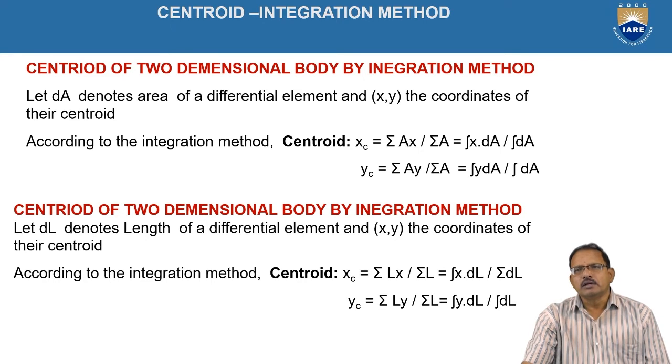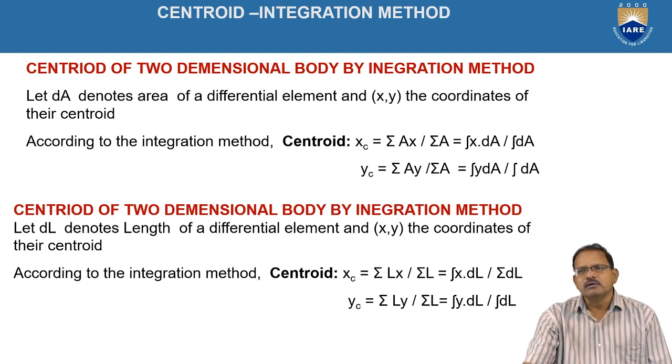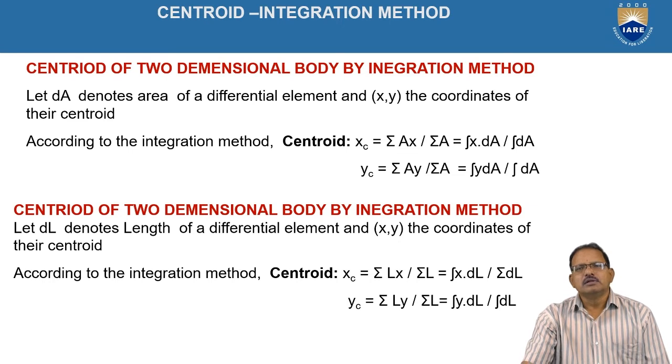Centroid of a two-dimensional body, according to the integration method, xc is given by integration of x dA divided by integration of dA. Similarly, yc is given by sigma ay divided by sigma a, which is equal to integration of y dA divided by integration of dA.